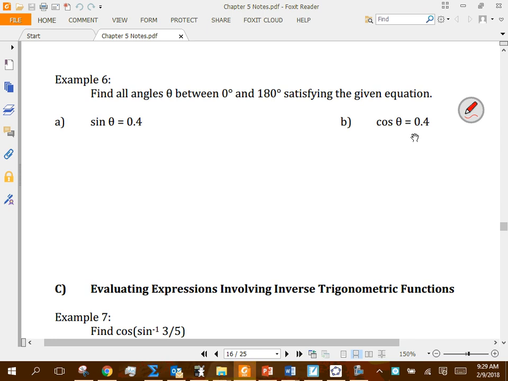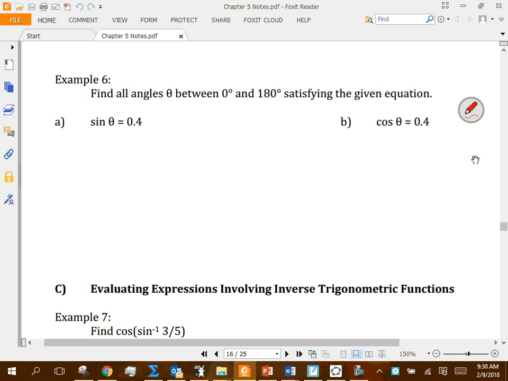Okay, so right now, when we're looking at sine of theta equals 0.4, look at the directions. It says find all angles theta between 0 and 180. If I read that, it might elicit a thought that there's going to be maybe more than one answer, right? How many answers can our calculator give us? Just one. Okay? So we've got to do a little bit of work here, and I think it's always a good idea to draw a picture.